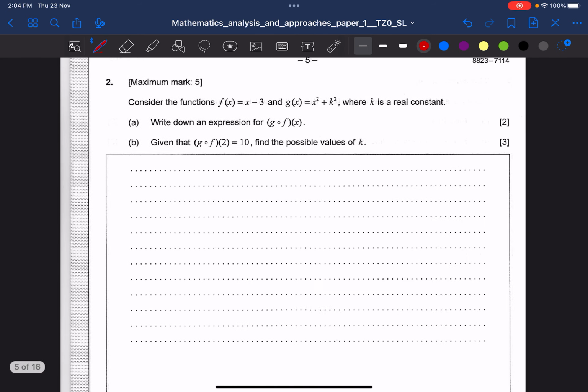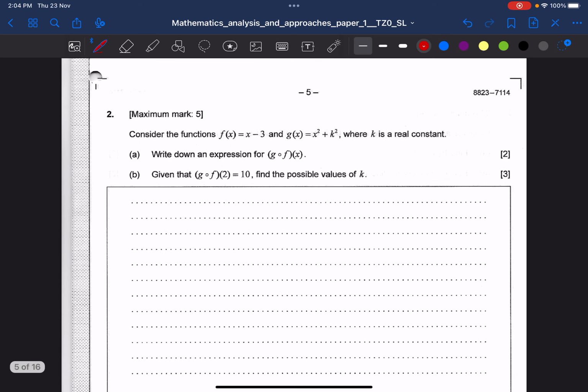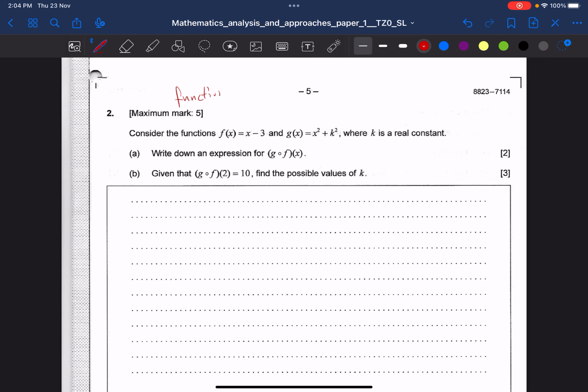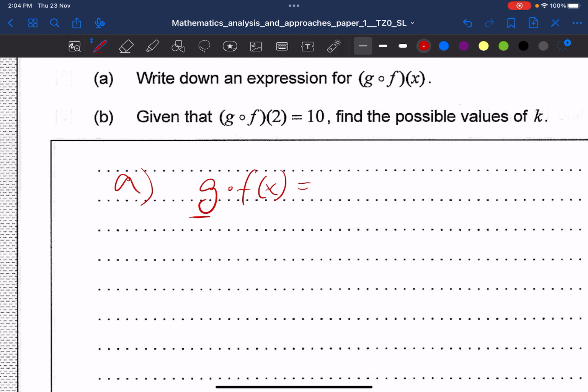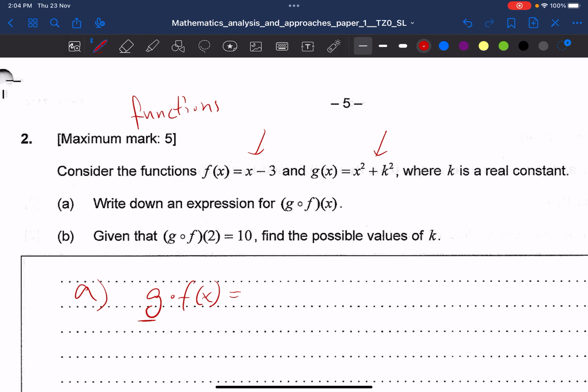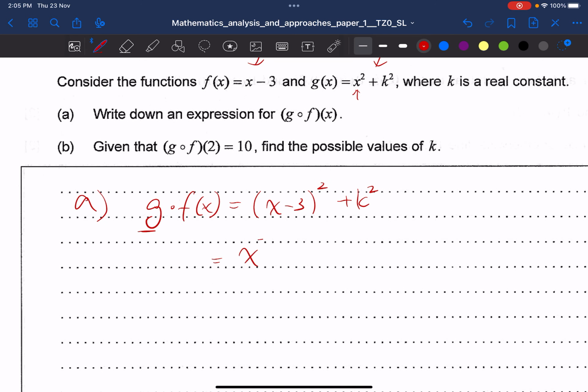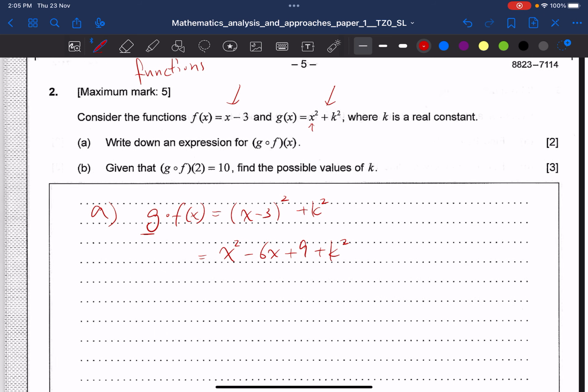Question 2 is a topic 2 question, about functions. Part A: consider a function f of x equals x minus 3, which is a straight line, and g of x equals a quadratic x squared plus k squared, where k is a constant. Write down the expression for g of f. This is just a composite function. Start from the outside function, g. Whenever you see x, put the whole f of x in it, plus k squared. Then we just expand it all out. I think that's basically it.